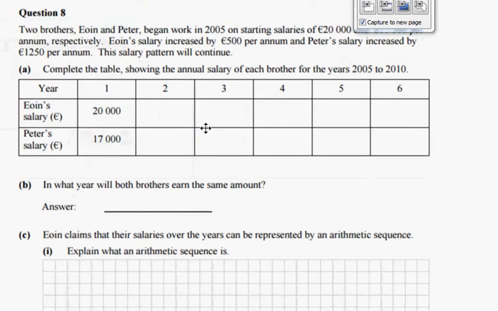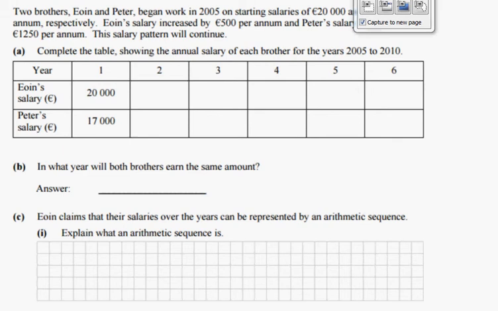Question A. Two brothers, Owen and Peter, begin work in 2005 on starting salaries of €20,000 and €17,000 per annum respectively. Owen's salary increases by €500 per annum, and Peter's salary increases by €1,250 per annum. The salary pattern will continue. Complete the table showing the annual salary of each brother from the years 2005 to 2010.